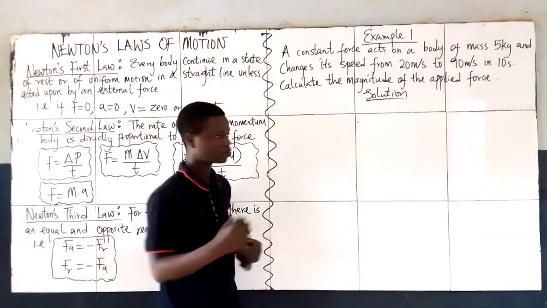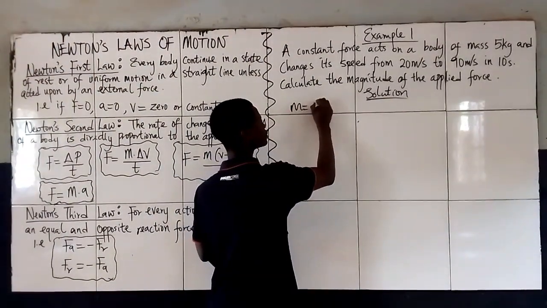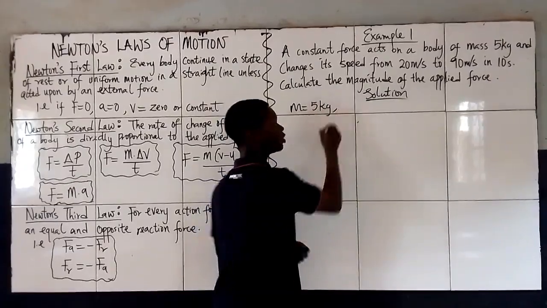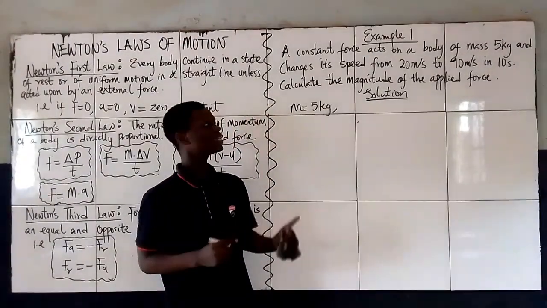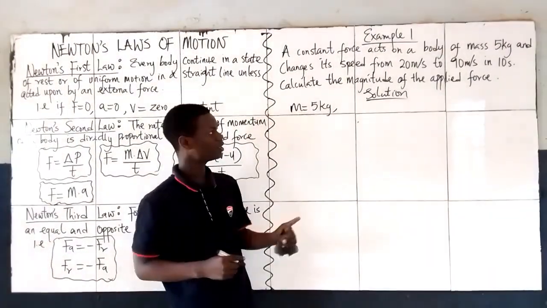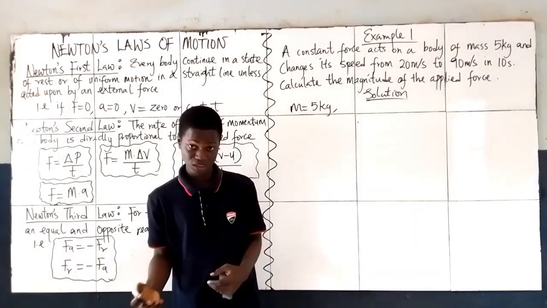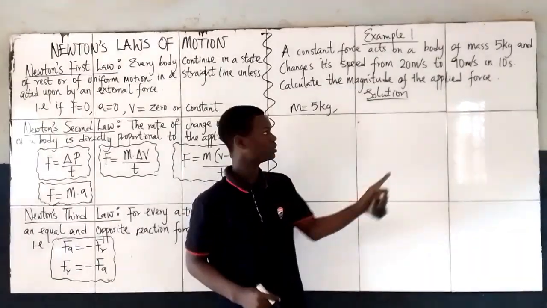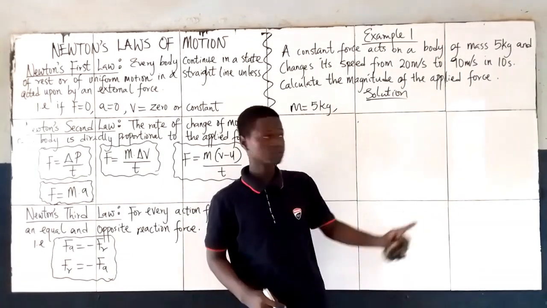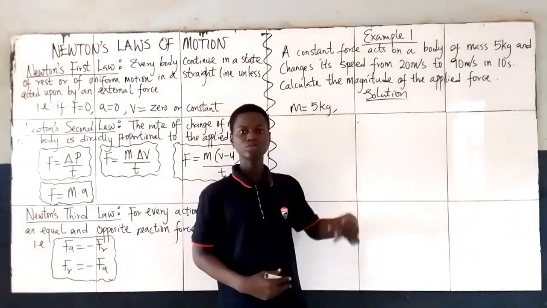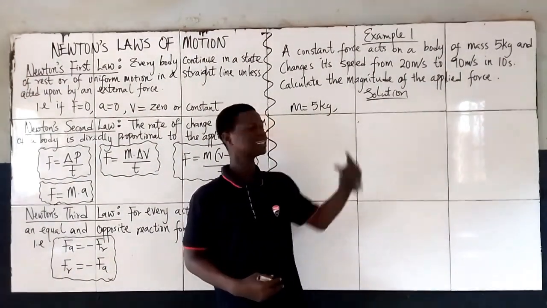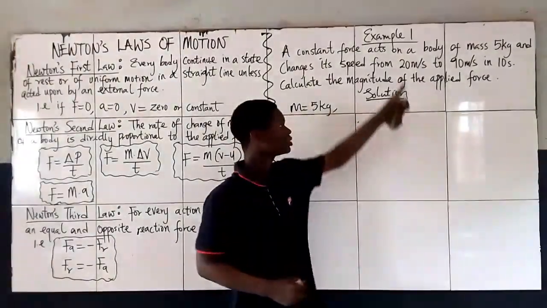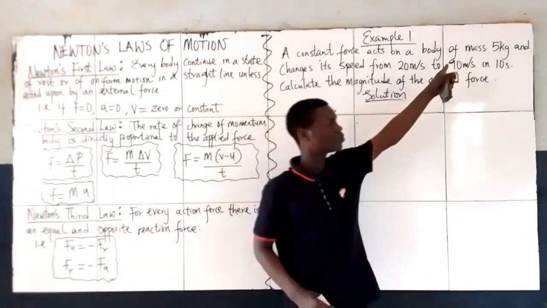That is for mass, is it not? So M was given to be what? 5 kg, is it not? Good. They now said it changes its speed. That is, there was a change in velocity, is it not? From this to this. So which is the initial speed? Is it not this? And which is the final speed? This. Because they said from 20 meters per second to what? 90 meters per second. So this is the initial velocity and this is the what?